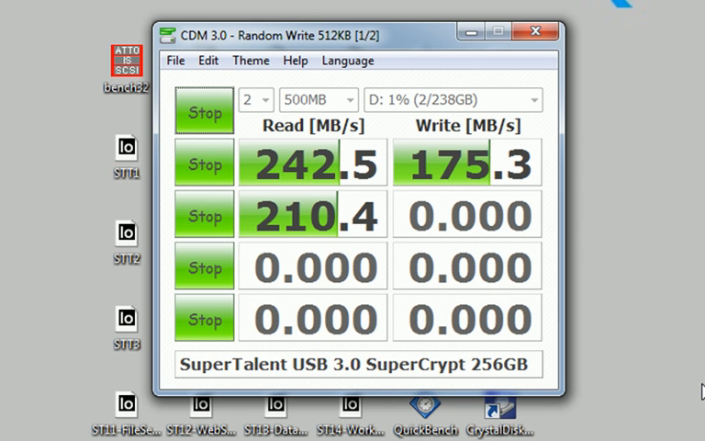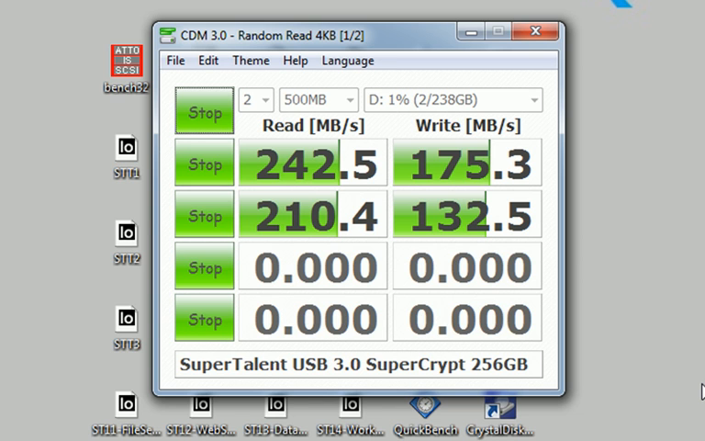Phenomenal scores here, 210, and that's a small block. That's a 512K random, 132 on the right. Phenomenal. Wait till we see the 4Ks. Those are really special. Now, these drives are just fantastic.